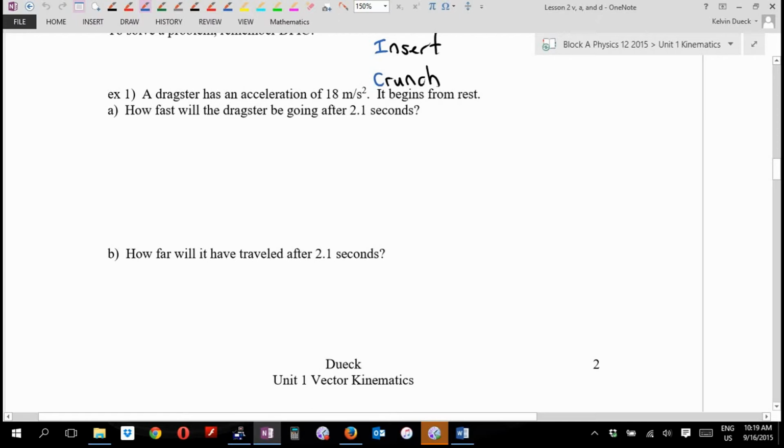So, I looked these numbers up online. I tried to make these accurate. A dragster has an acceleration of 18 meters per second squared, just shy of 2 Gs. It begins from rest. A, how fast will the dragster be going after 2.1 seconds? I always start out by saying, what's this question asking me to find? VF, and I write down VF equals question mark. You see, Justin, it's no longer blank. I feel better.